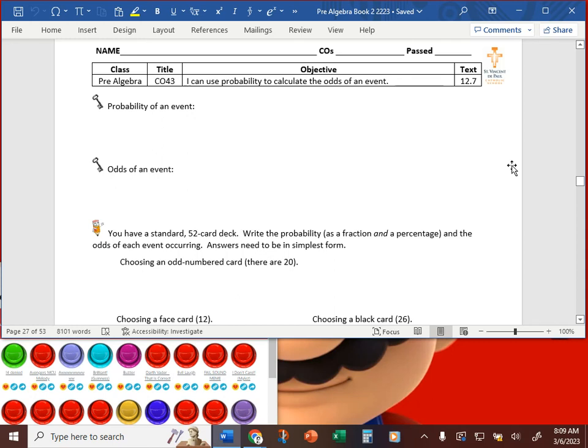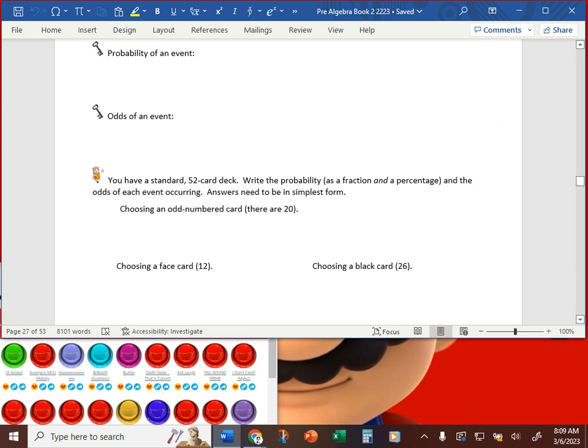And good day pre-algebra. We are going over CO43, which is using probability to calculate the odds of an event. So we've talked about probability before, okay? We start by revisiting the definition, or more so the formula. What is the formula for the probability of an event?